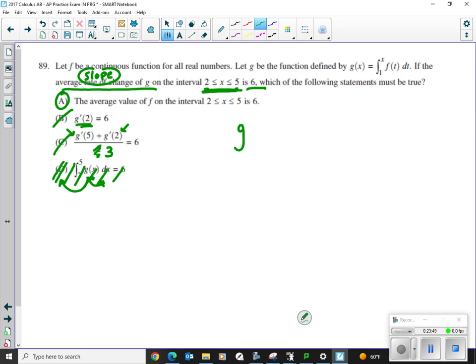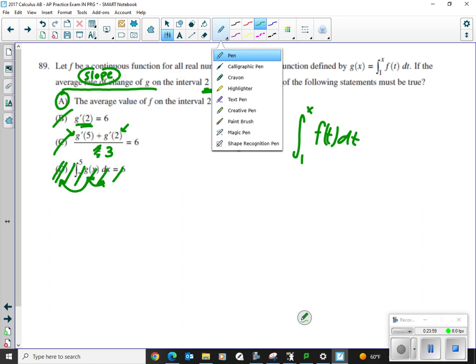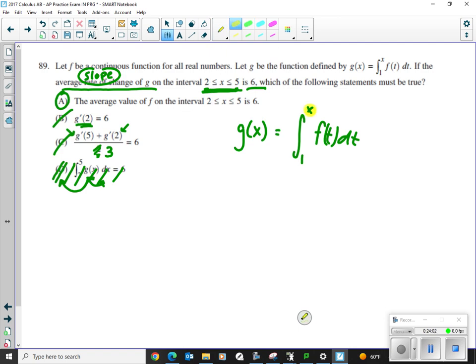Okay? If g of x is the integral from 1 to x of f of t dt, first of all, it immediately jumps out to me that we got an x here and t's here. All right? So they say that the average slope or rate of change of g from 2 to 5 is 6. So if I take the derivative of this side, I'm going to take the derivative of this side as well. All right? I'm going to balance both sides.